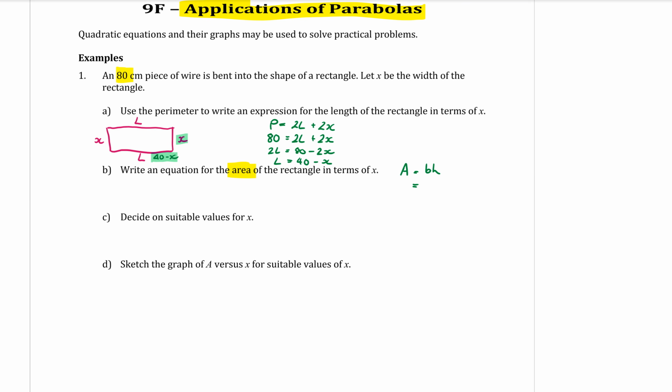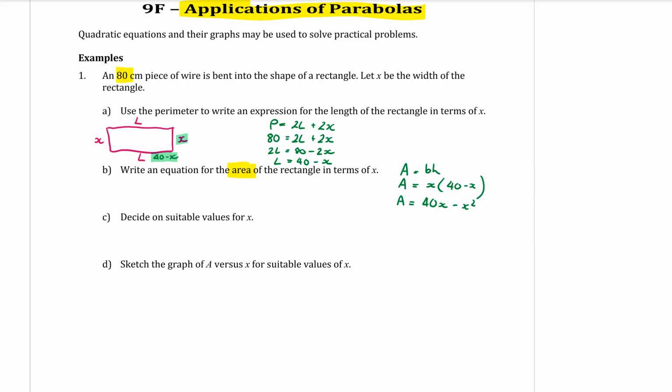That will give me A for area equals base times height is going to be the x times by the 40 minus x. You could have the 40 minus x written first and then the x second, but we normally like to have a single term like that at the front of the bracket. Now it's going to be easier for us if we expand this out, so let's do that. A equals x times 40 is 40x, and x times minus x is minus x squared.